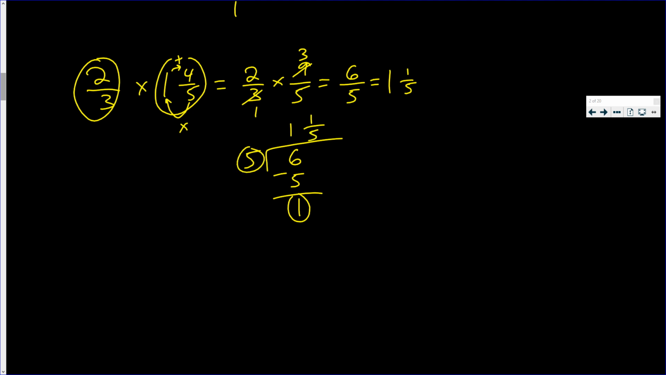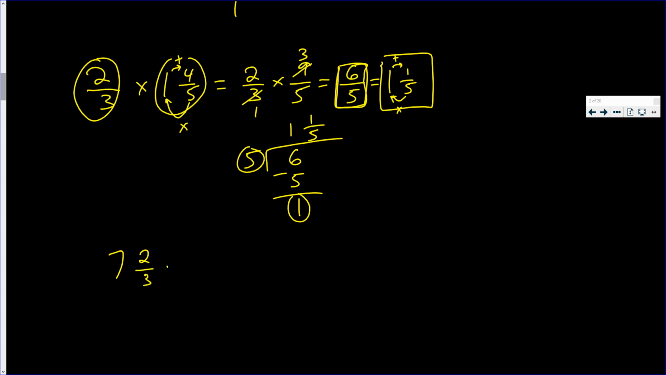1 1/5. And I would double check it. 5 times 1 is 5, plus 1 more is 6/5. Yep, that's what I got here. Possibly arriving at 6/5 was wrong, but I checked. 6/5 is 1 1/5. Now we do one more.